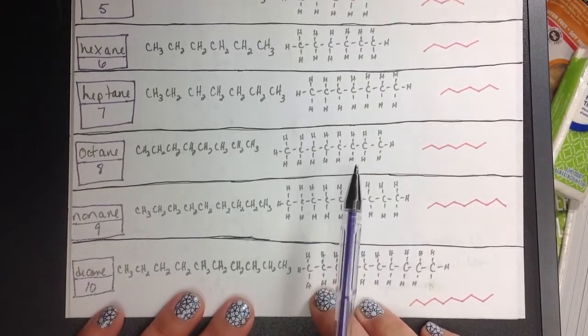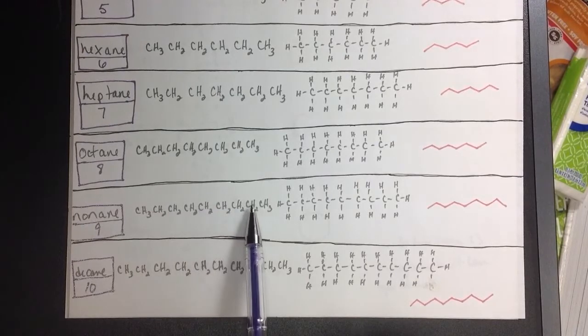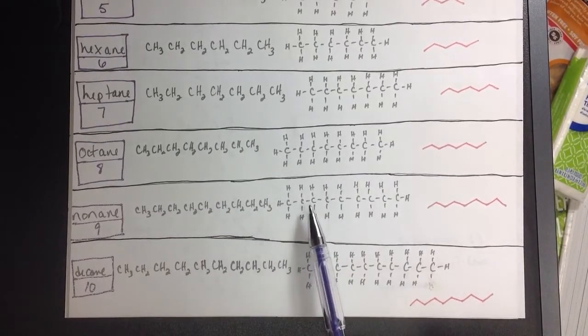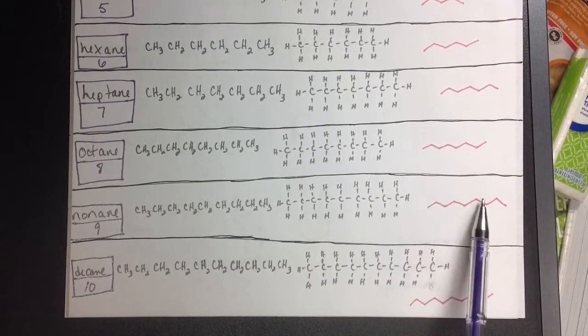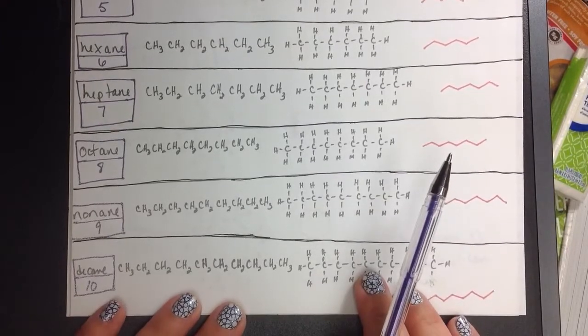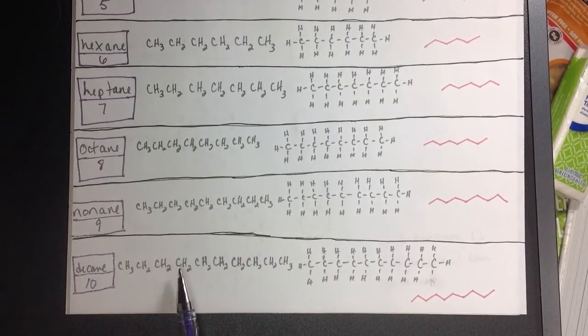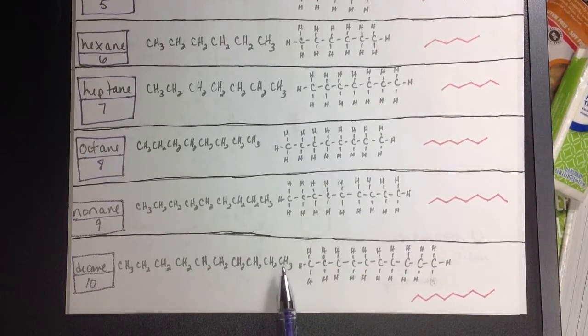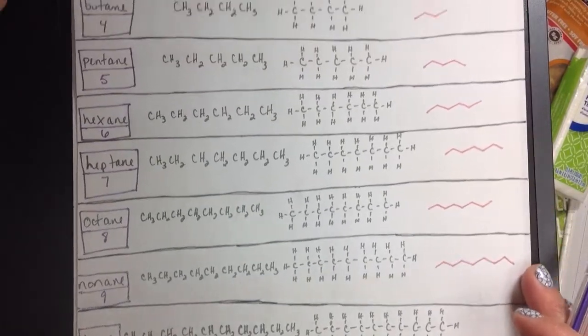Nonane is what we call a chain with 9 carbons. 1, 2, 3, 4, 5, 6, 7, 8, 9. I know this gets tedious. And finally, decane has 10 carbons. 1, 2, 3, 4, 5, 6, 7, 8, 9, 10. Okay, so those are names that you definitely need to know moving forward.